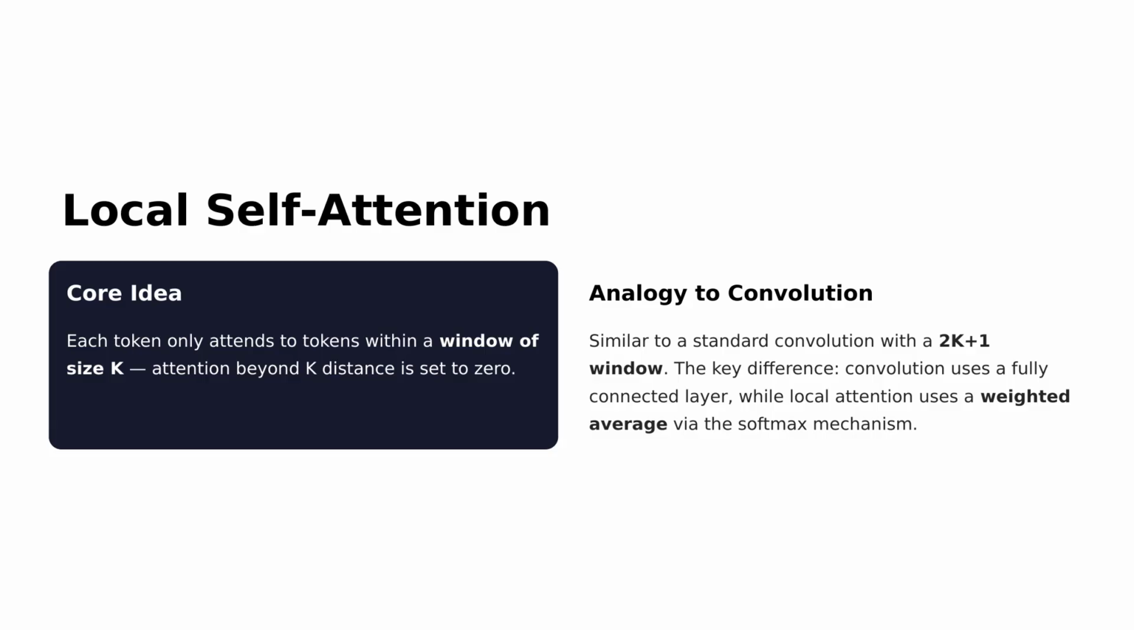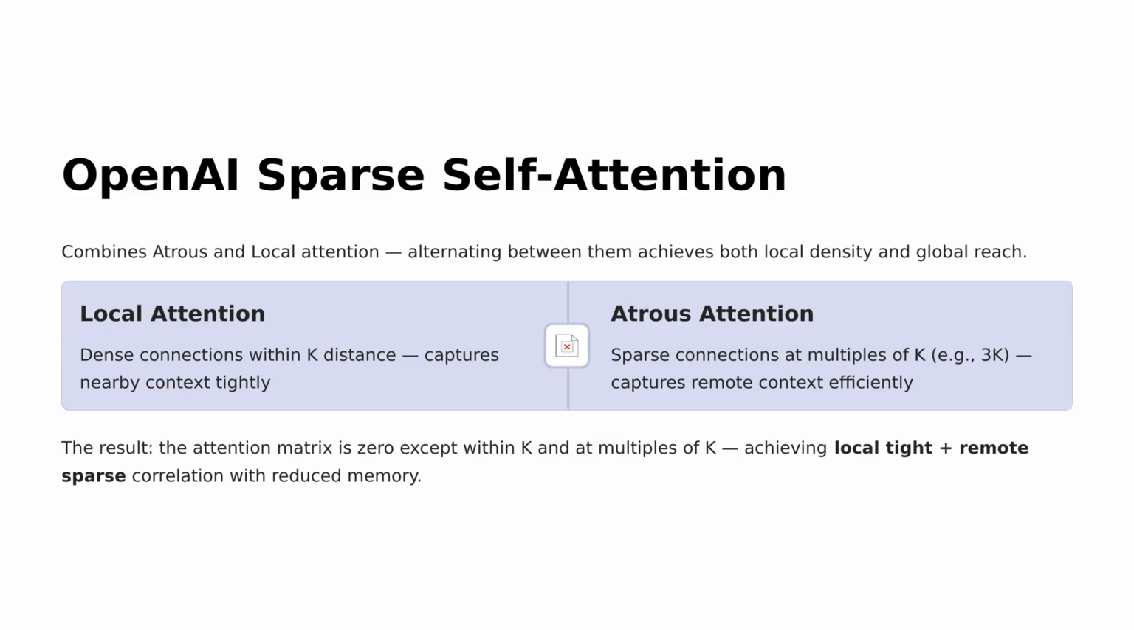In this slide, we explore the concept of local self-attention. The core idea here is that each token focuses only on its immediate neighbors within a window of size k, ignoring anything beyond that. This is similar to how a standard convolution works with a 2k plus 1 window. However, the key difference is that while convolution uses a fully connected layer, local attention relies on a weighted average, facilitated by the softmax mechanism.